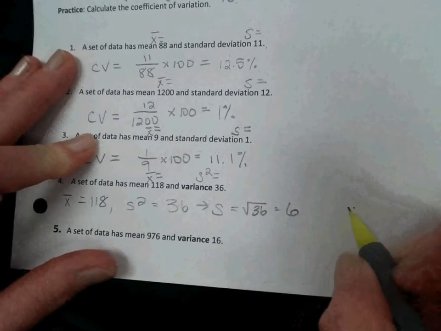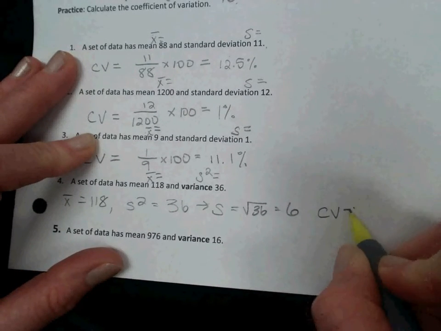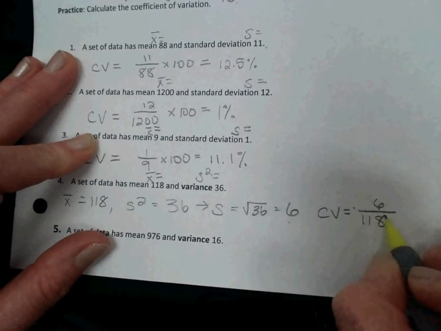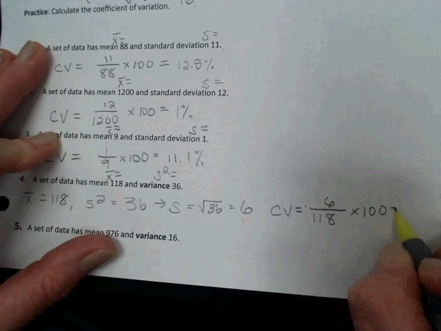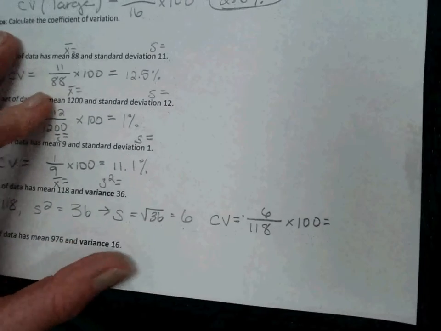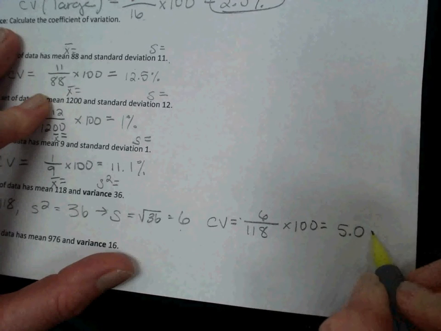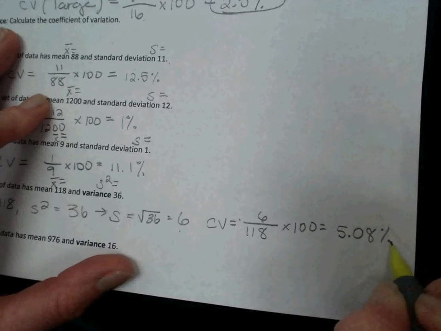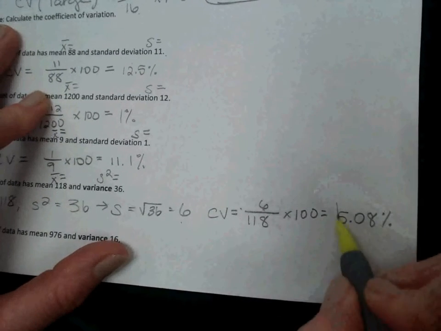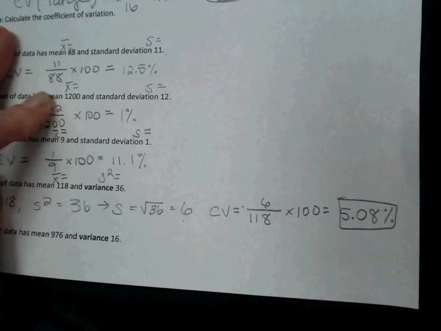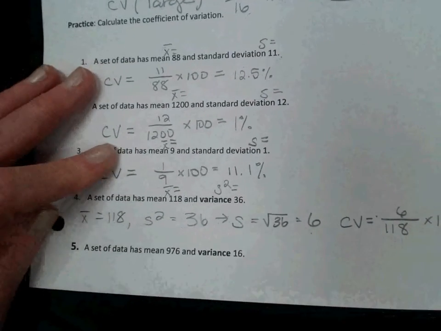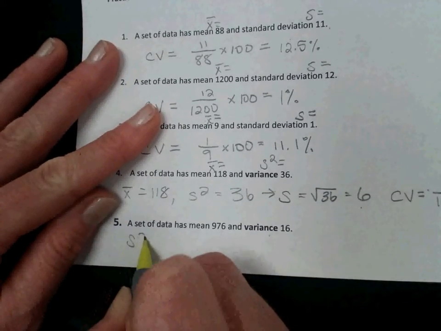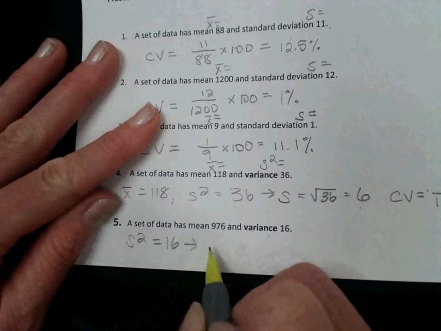So now we calculate this one, which is, let's see, 6 goes on top, 118 on the bottom, times 100. 5.08? Yeah. Okay, we'll take that. And last one. Be ready. It's coming at random, your direction. Again, we have S squared, so be sure to convert that.